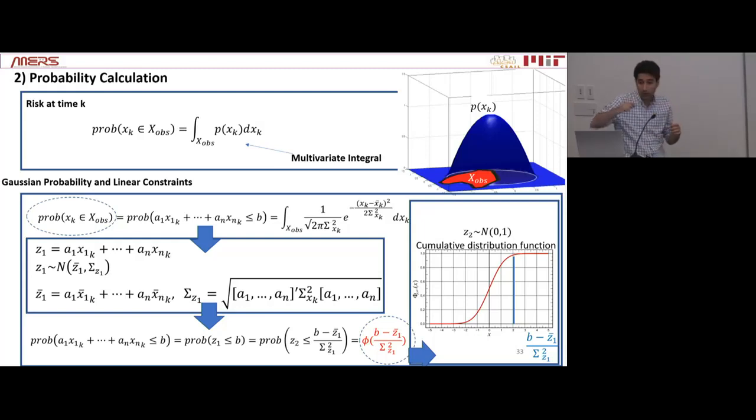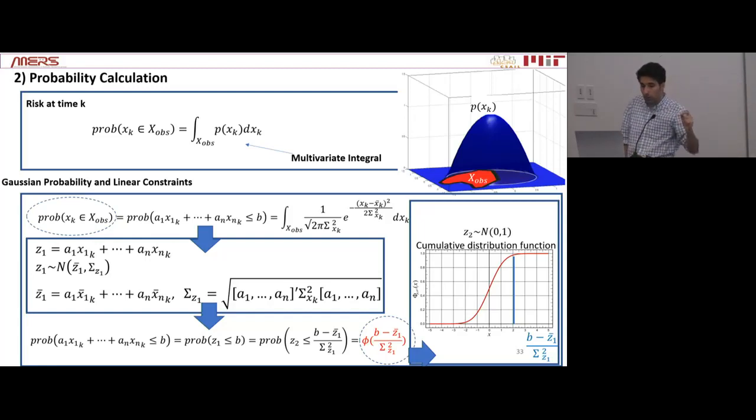Since a linear combination of Gaussian variables is also Gaussian, we can define a new variable z based on the linear constraint. And then we can find its mean and covariance based on the mean and covariance of the state. By doing so, instead of evaluating this multivariate probability, I can evaluate this univariate probability based on z. And since it's a Gaussian, I can write its probability based on the CDF of the standard normal distribution. To find this probability, I just need to find that value, b minus the mean of z divided by the standard deviation, and then I need to look up the CDF and get the probability.